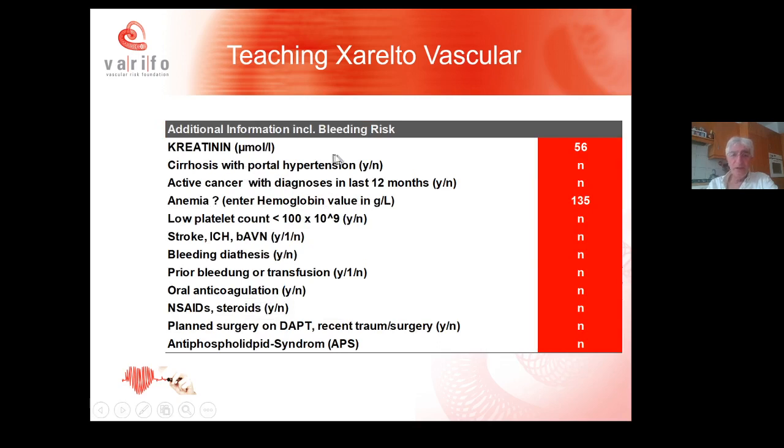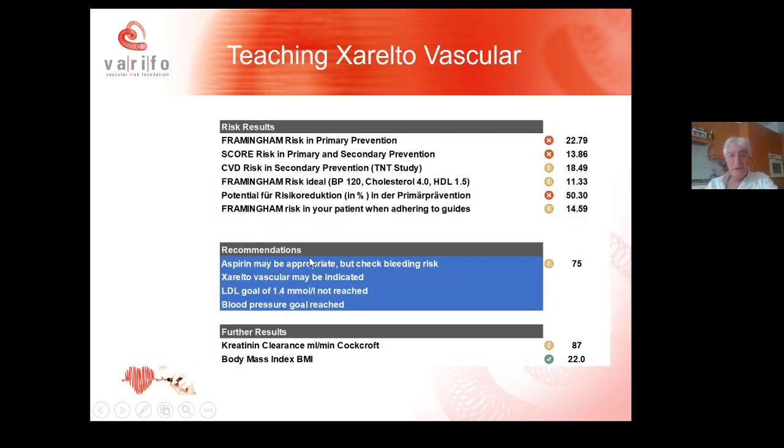You can also define his renal function. It calculates the renal function, and the bleeding risk parameters are also displayed here. And when one of these things is marked with yes, then you get an alert from the calculator to watch for increased bleeding risk. So what you get here is the results section.